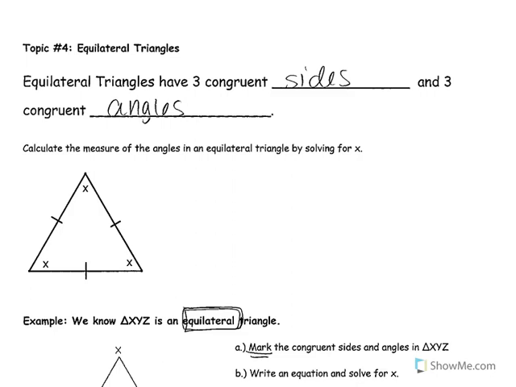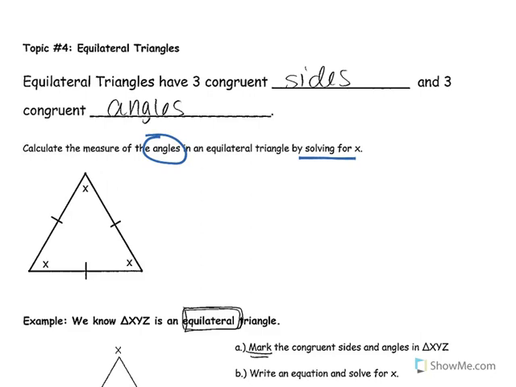So we already know that equilateral triangles have 3 congruent sides, you've seen in the tick marks here, right? And 3 congruent angles, which is why all 3 of those angles are labeled x. They're all the same thing. And so this first example is just kind of like an intro. It says calculate the measure of the angles in an equilateral triangle. So I want to solve for the angles, and I want to do so by solving for x.